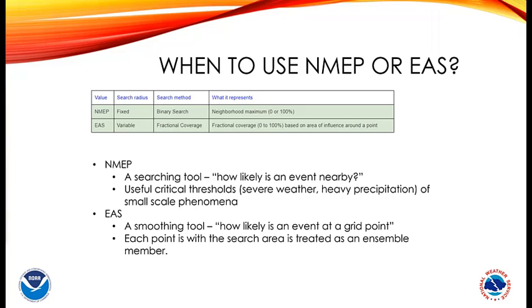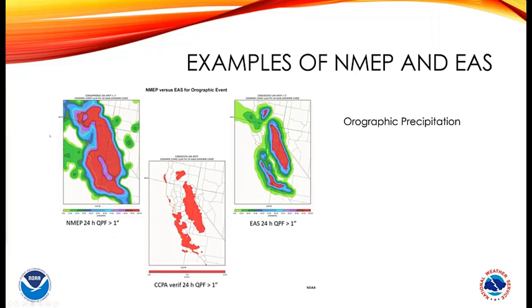The EAS is a smoothing tool. How likely is an event at a grid point? And each point within the search area is treated as an ensemble member. So that's the big difference there.